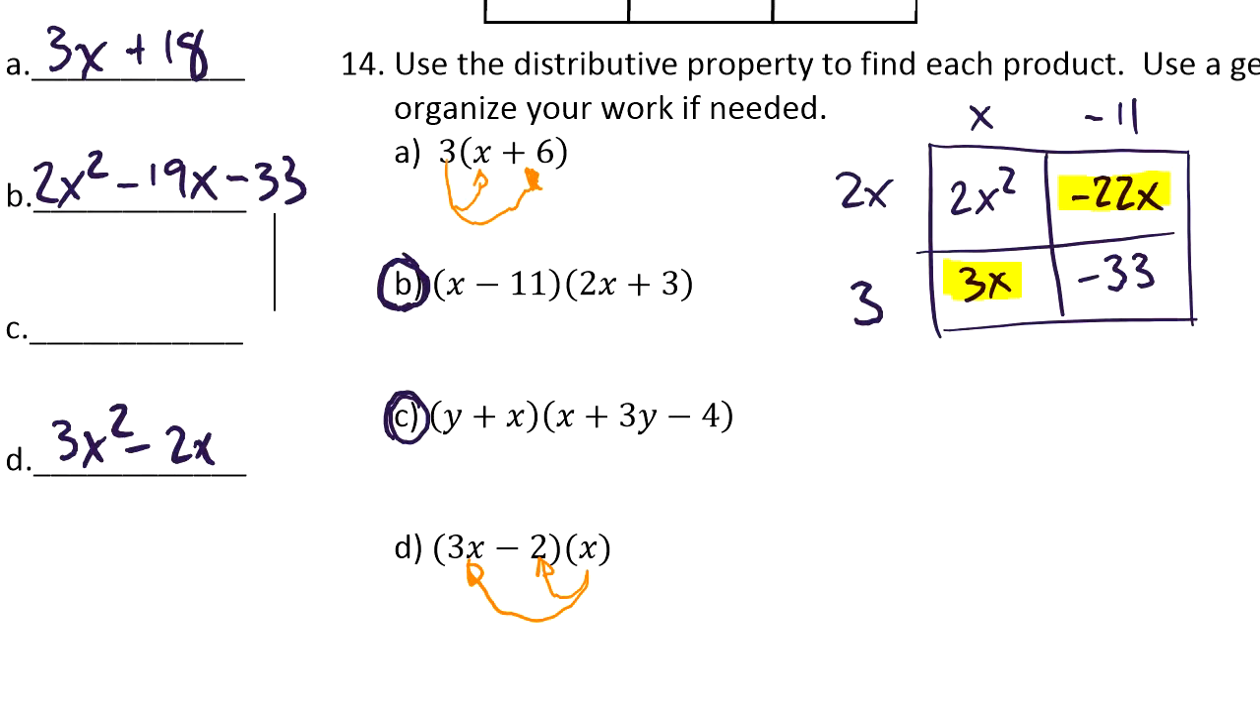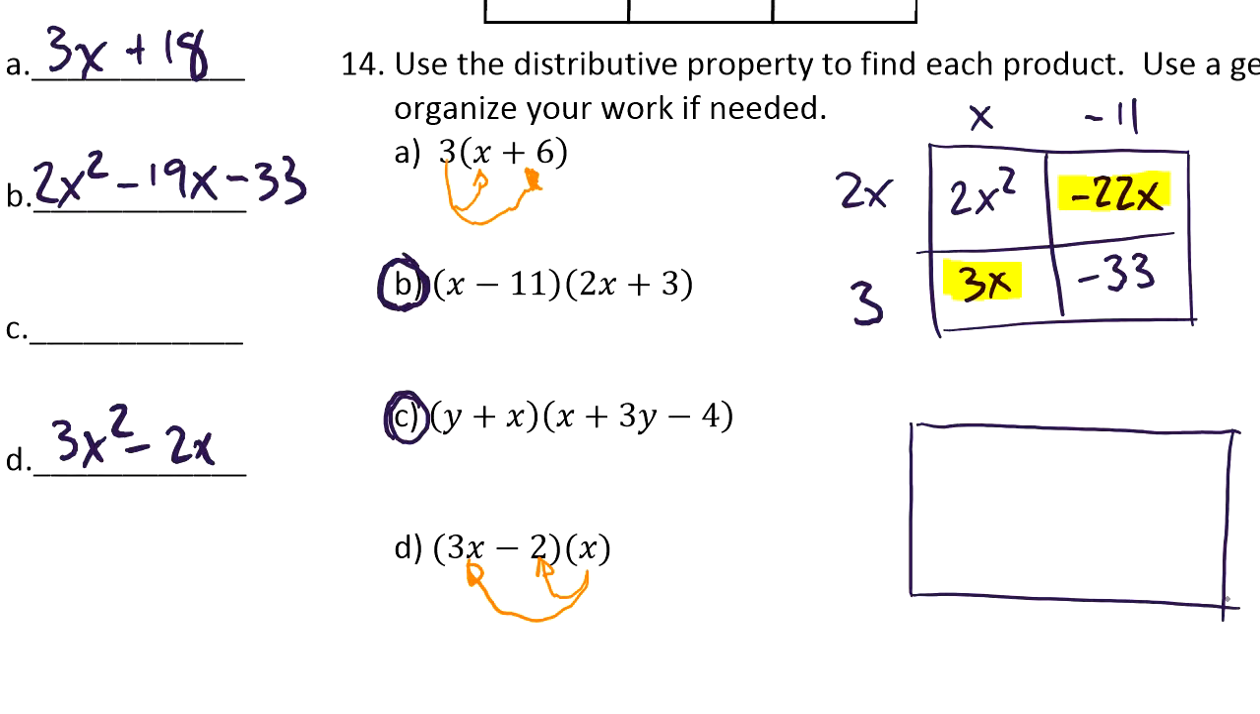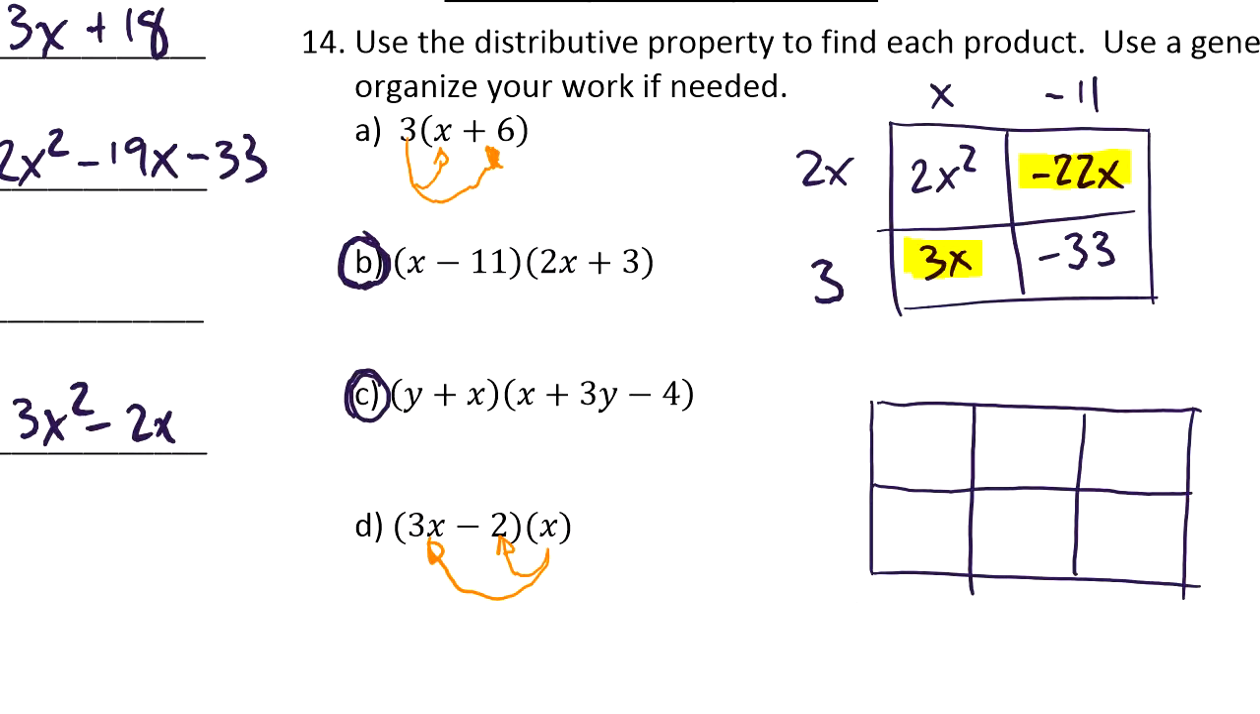And I'm going to do the same thing. I'm going to use a generic area model for C. So across, let's see, I'm going to make it 3 across the top. One of mine has 3 terms, right? I've got an x plus 3y and then a minus 4. And the other one has 2 terms in it. So I can write this as y plus x. That's the binomial there. Then I also have an x, and I've got a 3y, and I have negative 4.